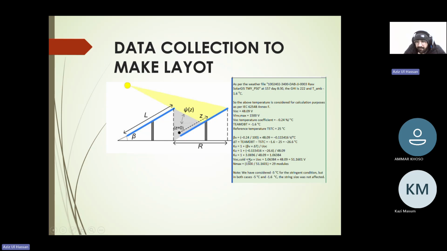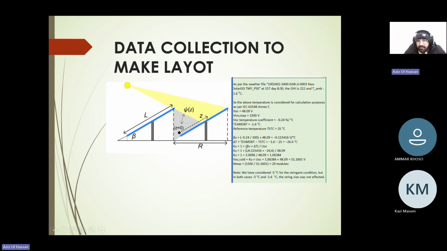So for KU, first we have to find this coefficient factor KU. For KU, we have this formula: 1 plus beta V multiplied by delta T, divided by VOC. This is basically the formula.